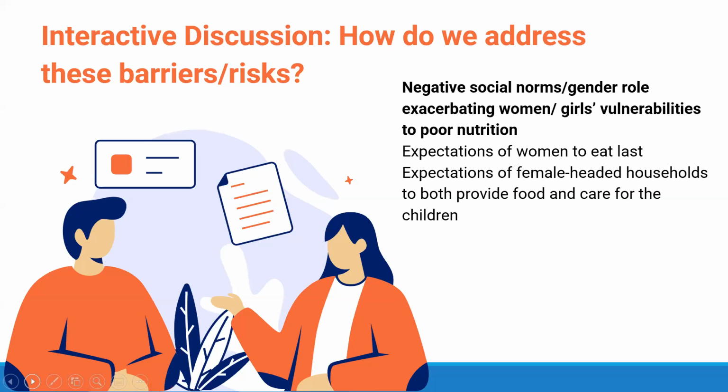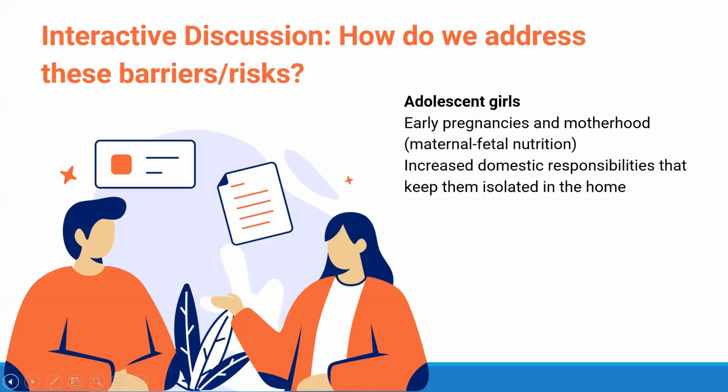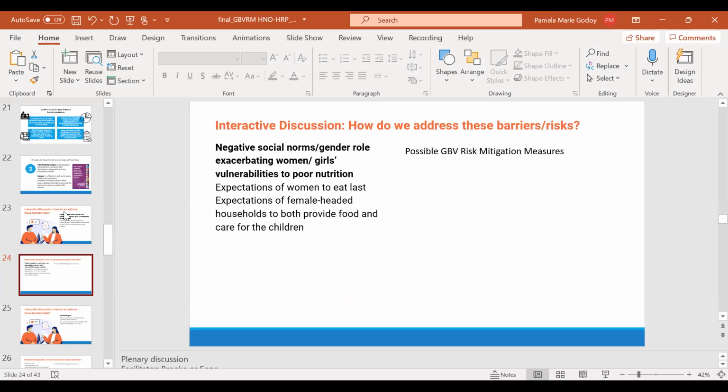Some of the negative social norms or gender roles exacerbating women's and girls' vulnerabilities to poor nutrition. How do we address this? Colleen put in the chat specific community population awareness training, especially at antenatal visits. So that's one we can add. Thanks, Pamela.